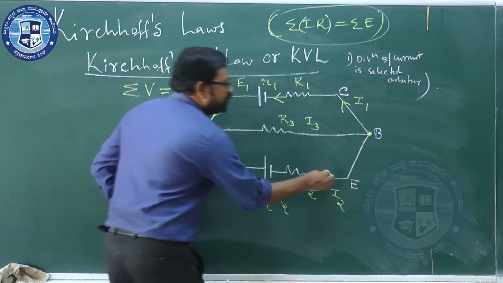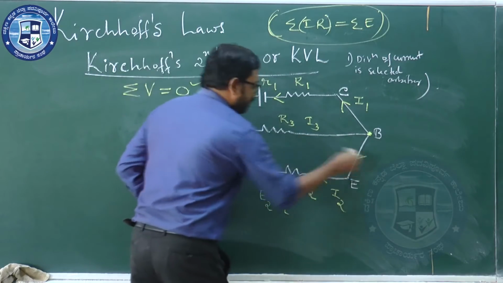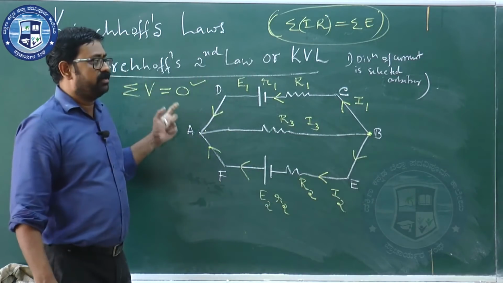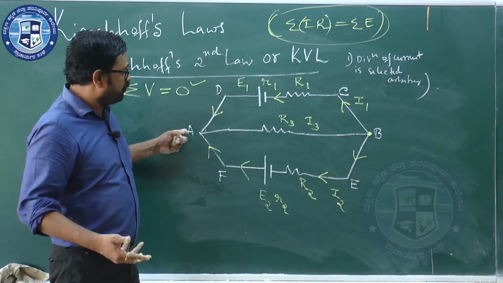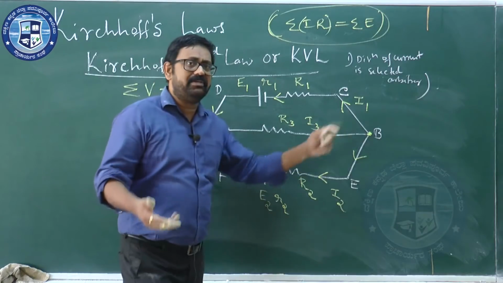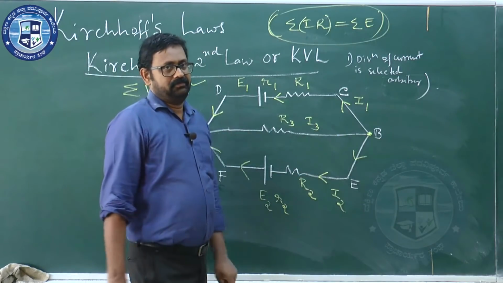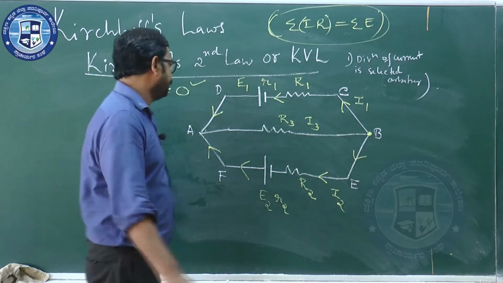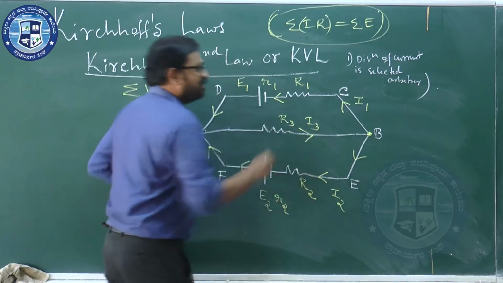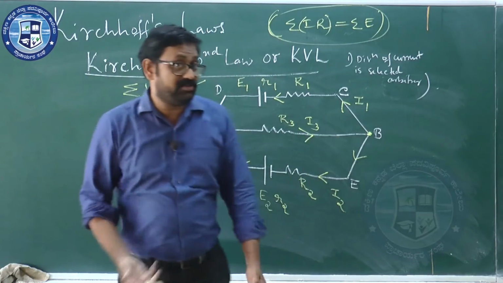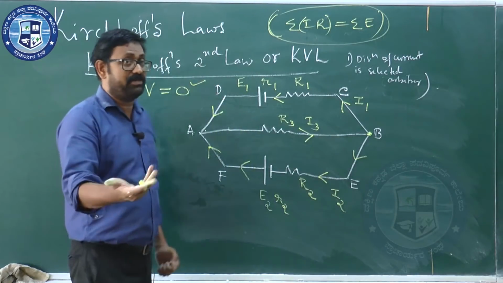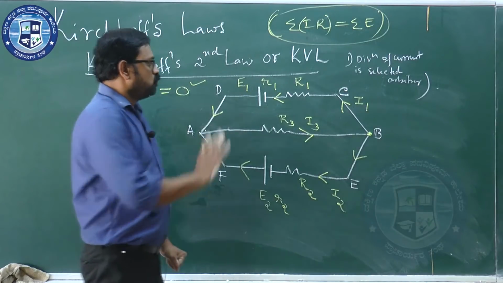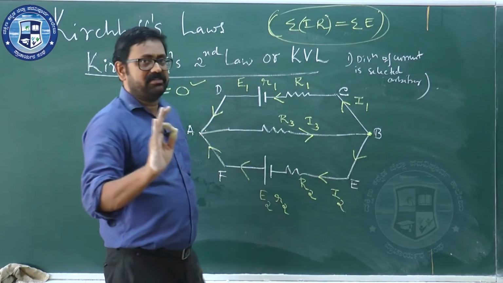Let us give an arbitrary direction for I2. Let us say I2 is in this direction: B to E, E to F, F to A. You had the other option also. It could have been from A to F, F to E, E to B, right? Any one direction is selected. That is the first rule: direction of a current is selected arbitrarily. And here I3 I will select from A to B. For your convenience, you can change the direction. It can be taken from B to A also. Clear? Okay. So I1, I2 and I3 directions are selected arbitrarily.